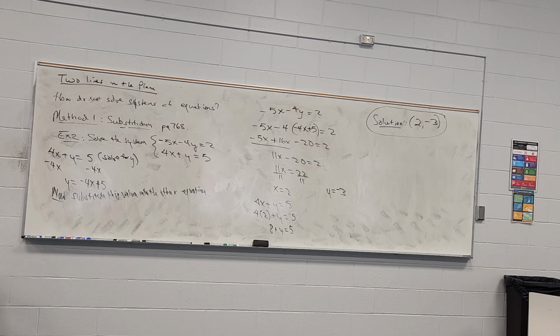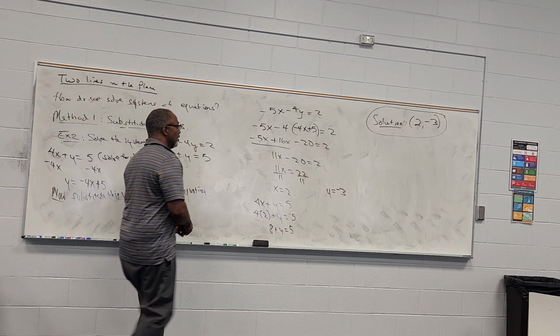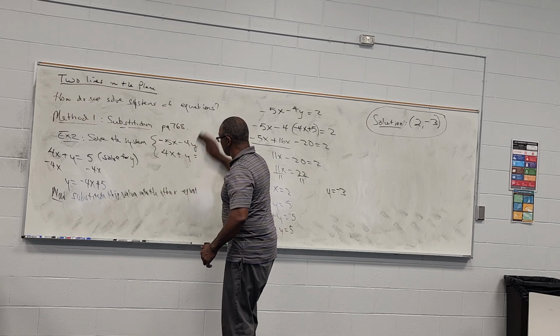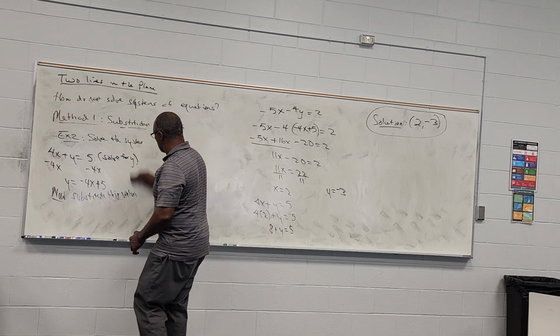Once you figure out what x or y is, then you'll go back to your original equations and replace that value in either one of the equations and find the other unknown. That's why they call this the substitution method. So there's nothing hard about this. This is called substitution.